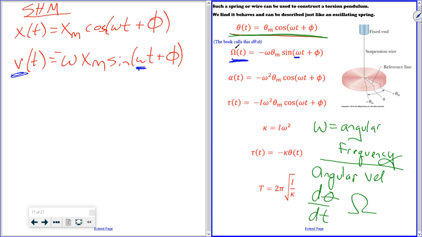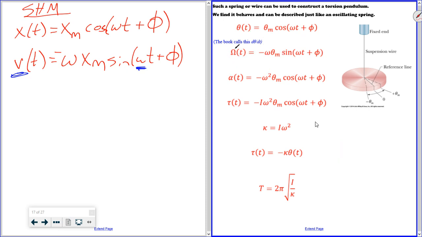All right, so let's write these out. So angular frequency is this omega guy. All those omegas are angular frequency. And this one up here is the actual angular velocity, like we learned about when we were doing angular motion chapters ago. Okay, so let's clear up the clutter on the board here.